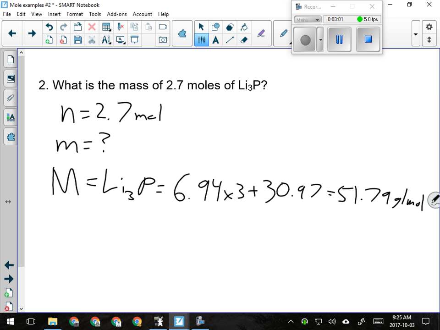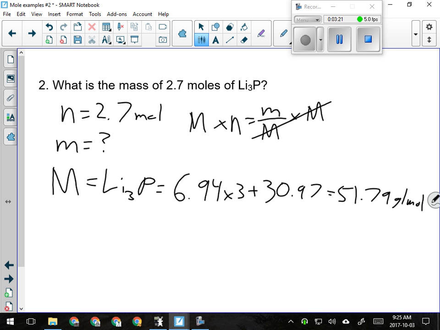I'm looking for little m. So the formula sets up like this. I need to move big M over to the other side. So I'm dividing by it right now, so to move it, I do the opposite. What I do to one side, I do to the other. And now I have my new formula solving for little m.